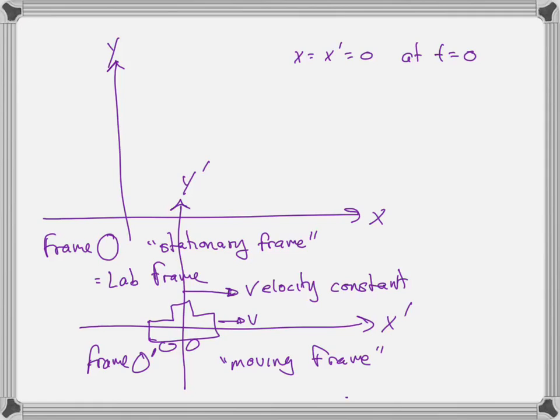Okay. What else do we have to do? The whole point of doing this is so that we can make a measurement in frame O, and we can transform that measurement to frame O prime. In other words, we can say, if I measure this in frame O, what am I going to measure in frame O prime? This is what we're doing.